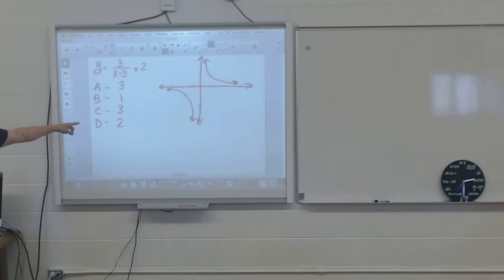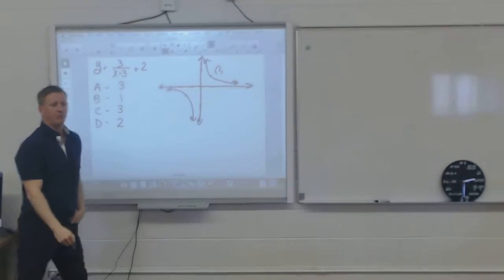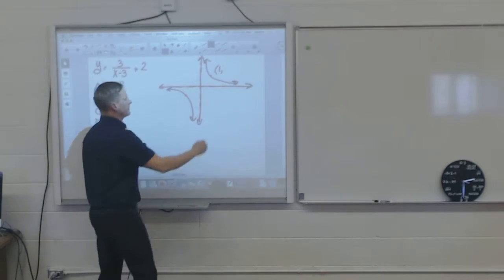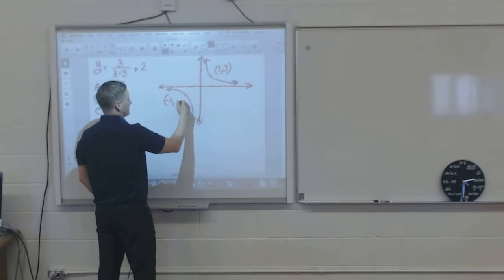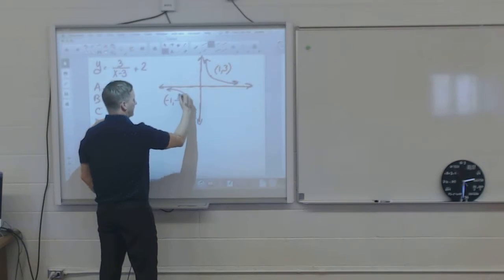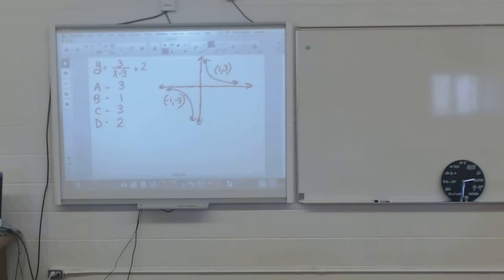So the first thing you do, always work with your stretches, you remember that? So, what coordinates are going to change? Instead of 1 and 1, what am I going to have? 1 and 3. This one's going to be -1 and -3. So that takes care of my a value. My b value is also taken care of because it's 1. It doesn't change anything.